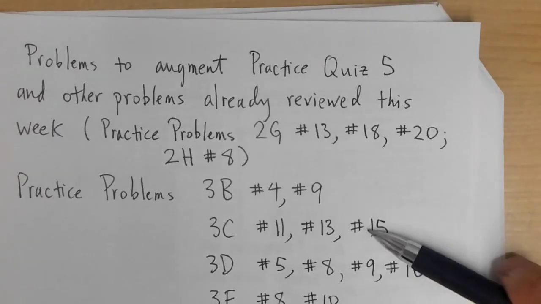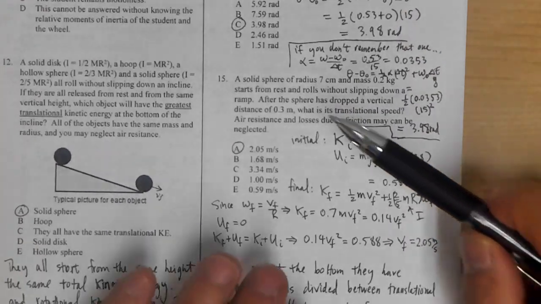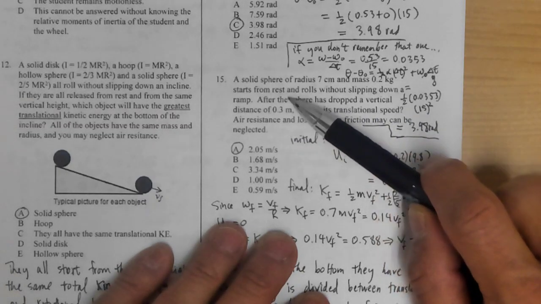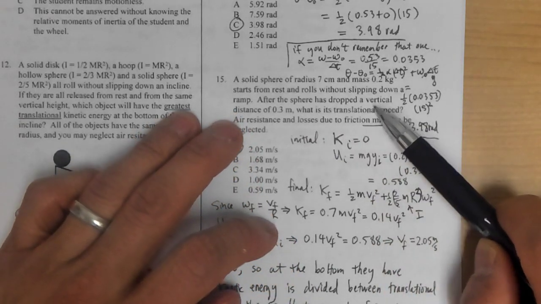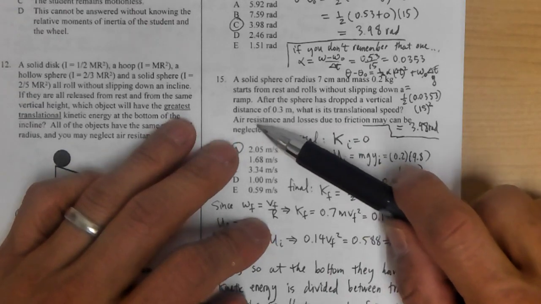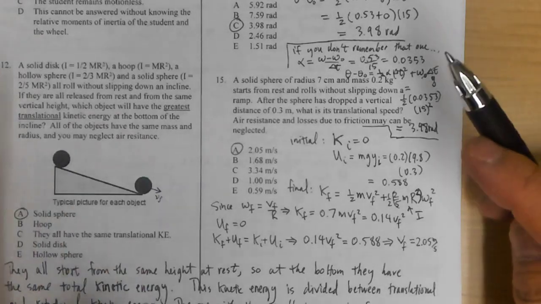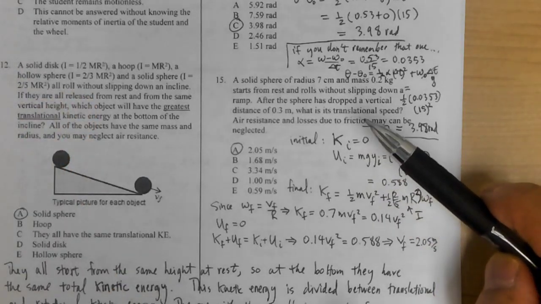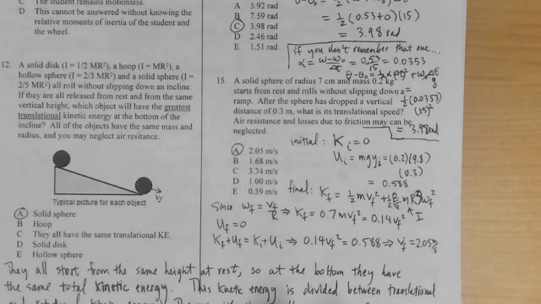Next problem is 3C number 15. A solid sphere of radius 7 centimeters and mass 0.2 kilograms starts from rest and rolls without slipping down a ramp. After the sphere has dropped a vertical distance of 0.3 meters, what is its translational speed? How fast is the center moving? Air resistance and friction may be neglected. So this is a conservation of energy problem, but we also have to take into account the kinetic energy of rolling, so the total kinetic energy, which includes rotation and translation.